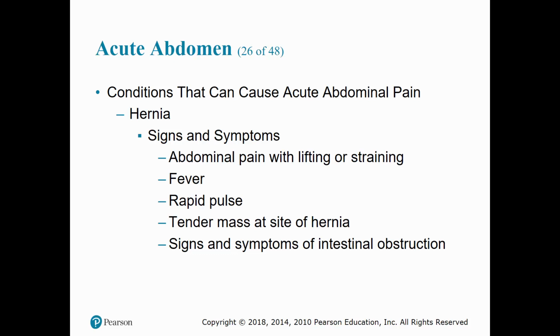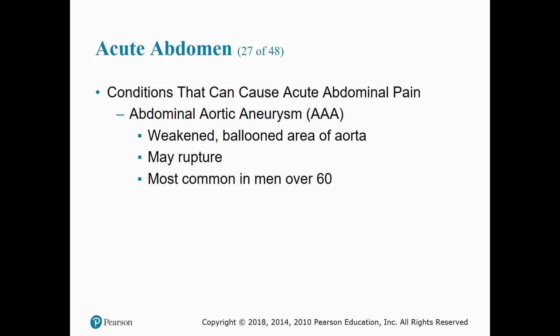Abdominal aortic aneurysms are commonly called in the field a triple A. You have a weakened portion of the vessel wall, so the outer portion of the aorta swells out. There's a couple of different types, but anyway, the aorta balloons out and it can rupture. Men over the age of 60 are the demographic it's most common in. Aneurysms can eventually rupture and are one of the most lethal causes of abdominal pain.